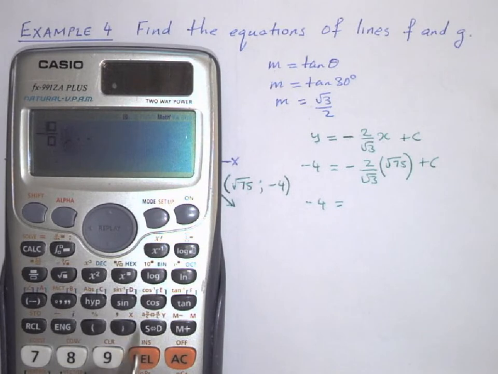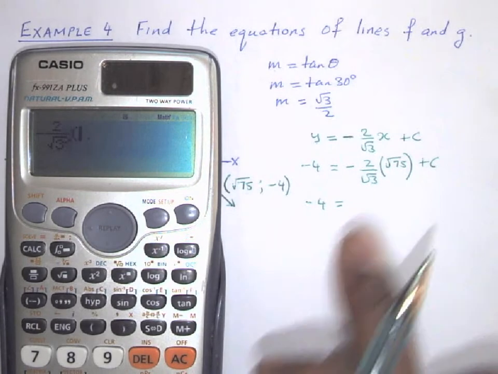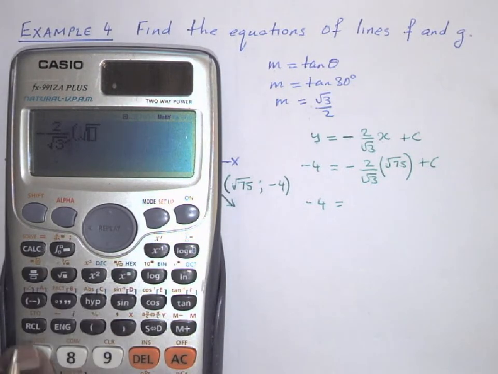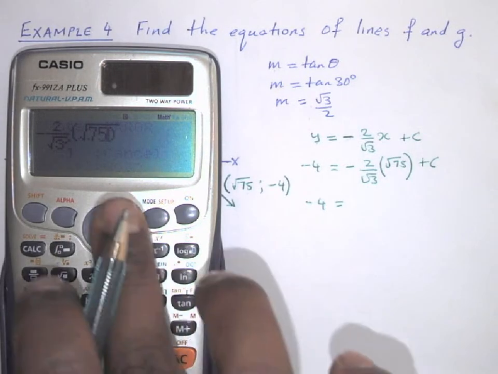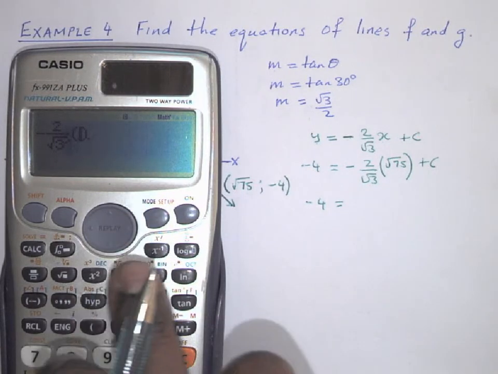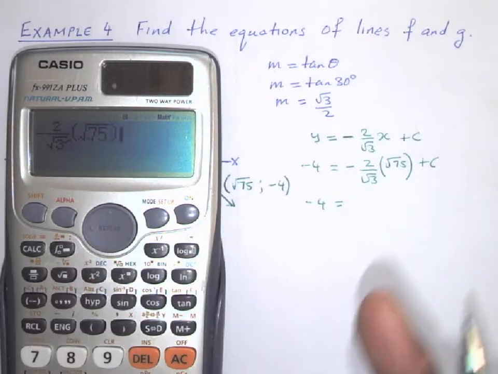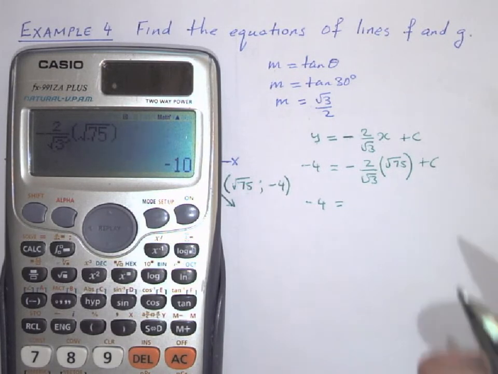It's minus 2 over square root of 3, times a bracket, which is square root of 75, then you close, and the answer. Something went wrong there, so let's remove this. So there I put square root of 75, and the answer is negative 10.